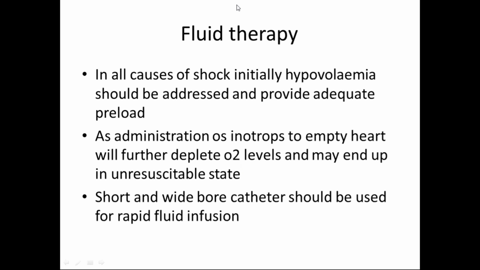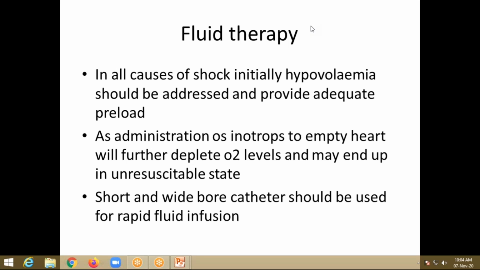So this is the concept in fluid therapy. In all causes of shock, initially hypovolemia should be addressed and adequate preload provided, as administration of inotropes to an empty heart will further deplete oxygen levels and may end up in an unresuscitable state. So we have to put the patient on short, wide bore catheters rather than long, narrow bore catheters like central lines.